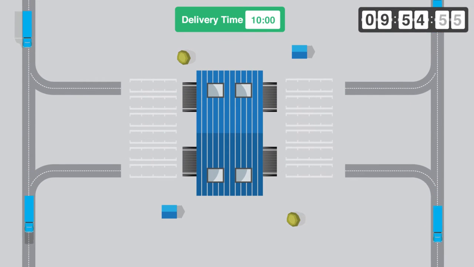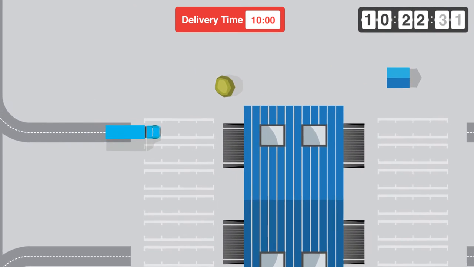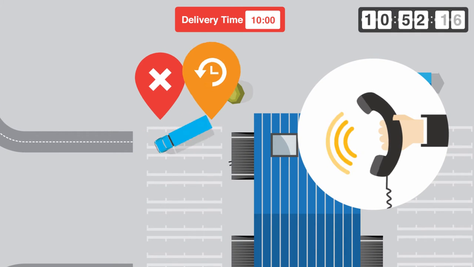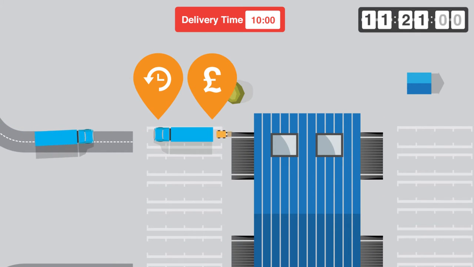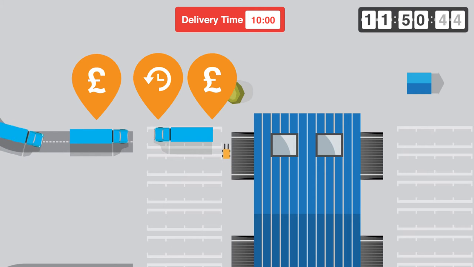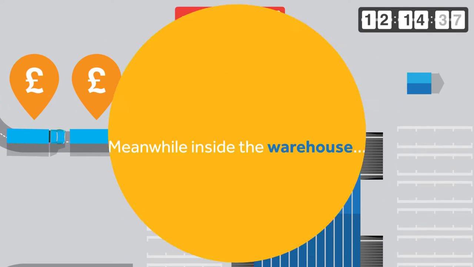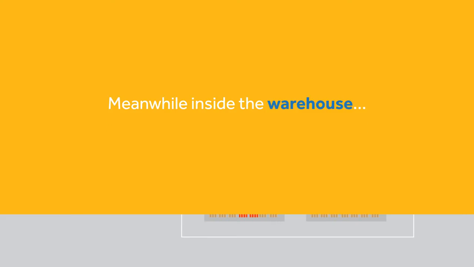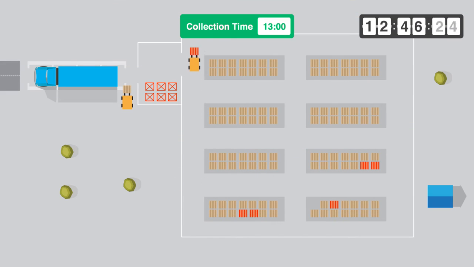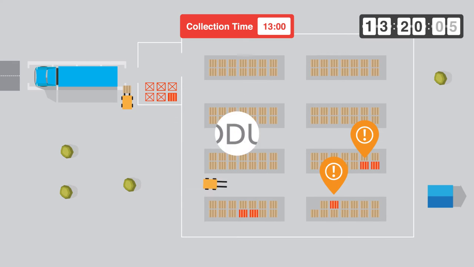Problems start to occur, delivery and collection slots are missed. This causes increased phone calls and longer loading times. Waiting costs are incurred, queues get longer and costs go up. At the same time, the warehouse is preparing outbound deliveries. However, the preparation of loads does not match the vehicle arrival time.